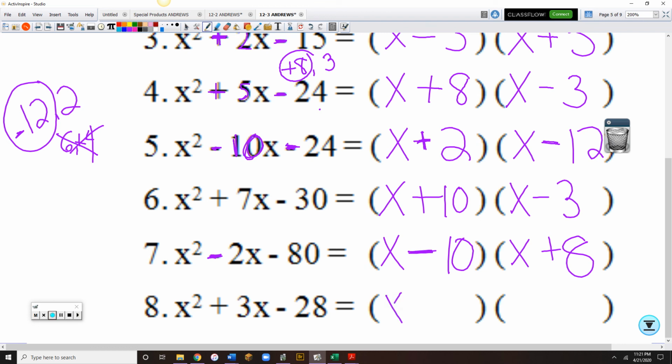Last one. Seven times 4 is 28. The plus sign in front of the 3 tells me that the 7 has to go to the plus sign. Plus sign and 7 go together.